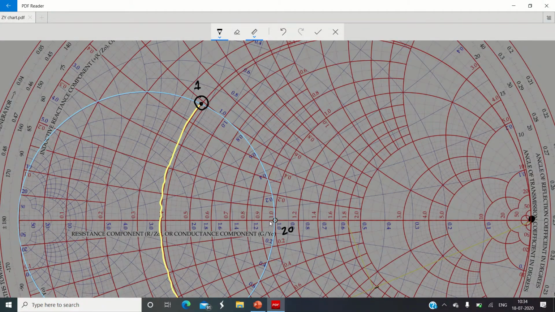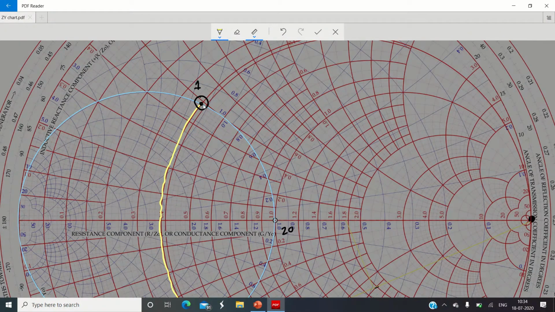So how are you tracing? You are tracing downside, so that means it should give you a capacitor, right? And on which circle are you tracing? We are tracing on the conductance circle. So this path will give us a parallel capacitor, right? So first of all I will trace this particular path and show it for you.